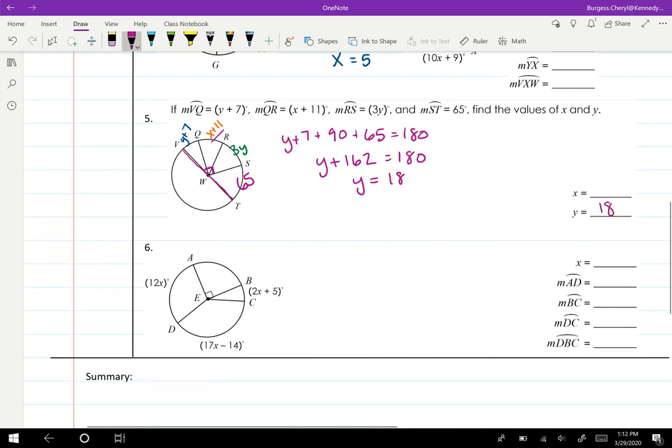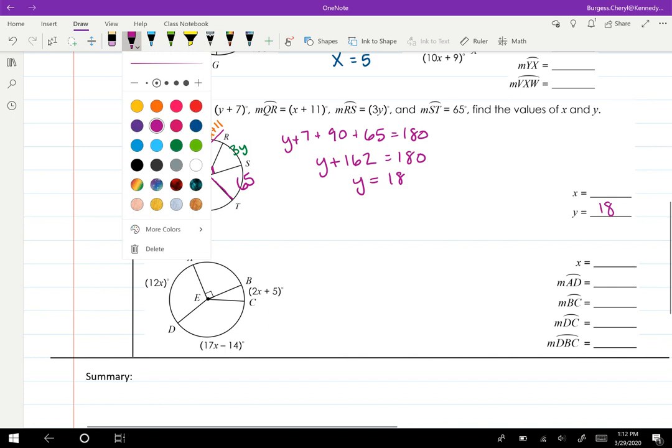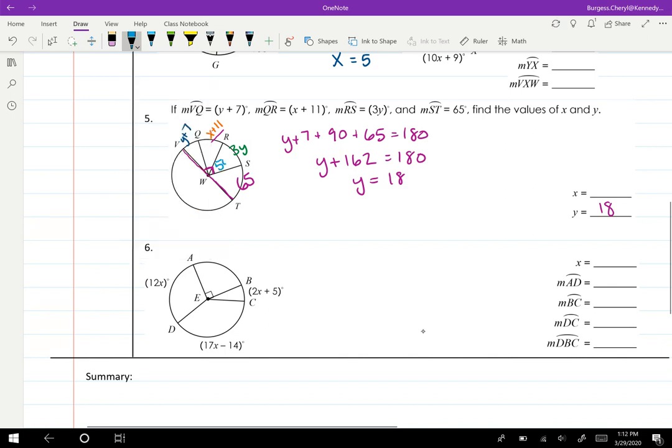Okay, hopefully that's correct. If we are plugging it in to find x, 3y is 3 times 18, 54. So this right here is 54. And we know that x plus 11 plus 54 equals 90. So that's what I'll do here. X plus 11 plus 54 equals 90. That's x plus 65 equals 90. And x equals 25.